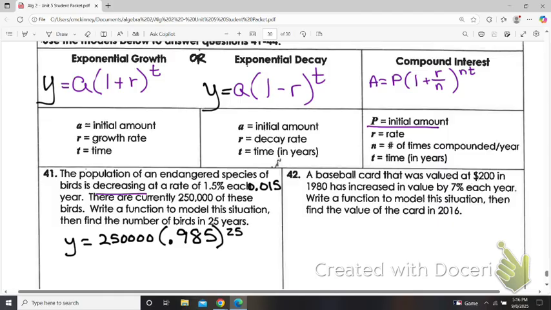All right, so there's your setup. These are birds, so please, whole number of birds. We don't want any partial birds. So I might say in 25 years, there will be blank number of birds.